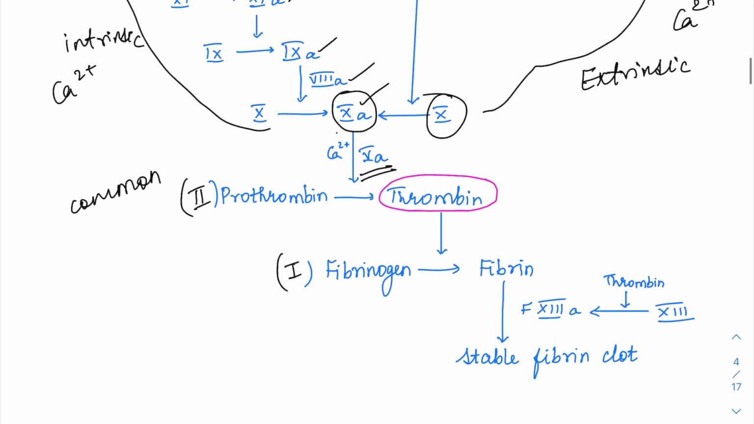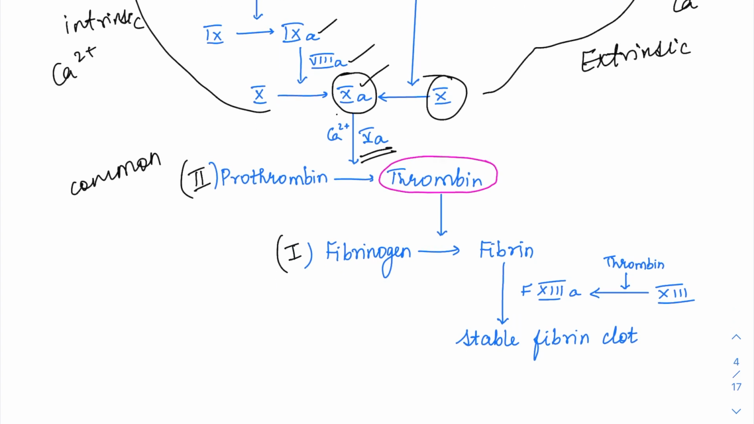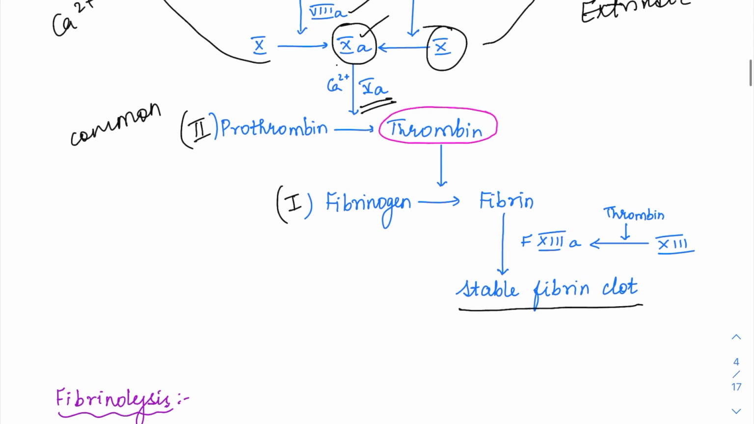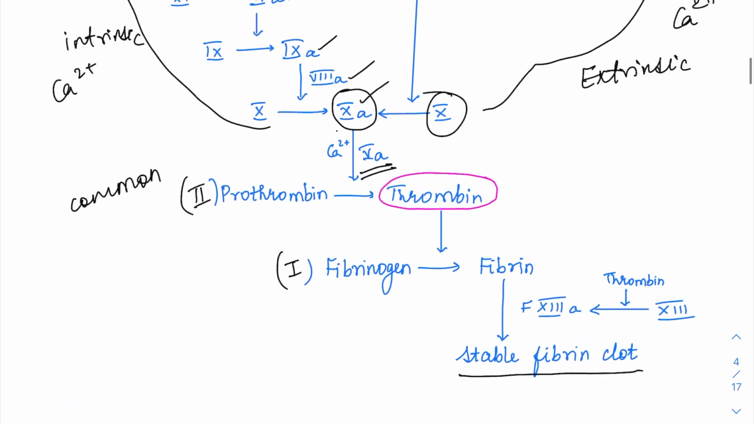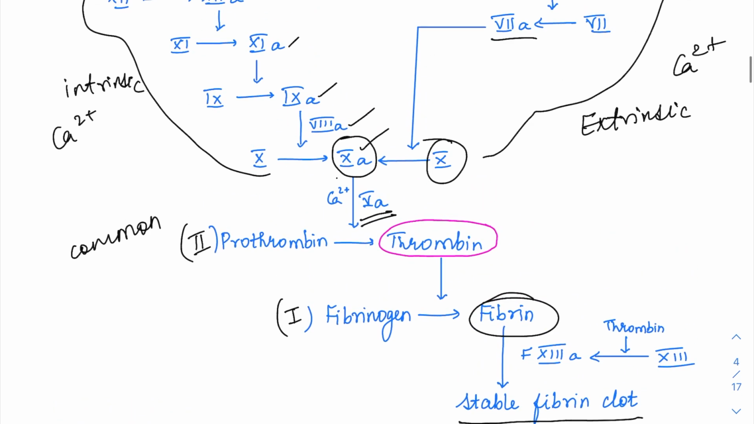So this fibrin will then be acted upon by activated factor 13, and then it is going to form a stable fibrin clot. So factor 13 is going to cause cross-linking of this fibrin, forming a stable fibrin clot. So this thrombin here, the fibrin was the main product, but thrombin is going to have multiple actions.